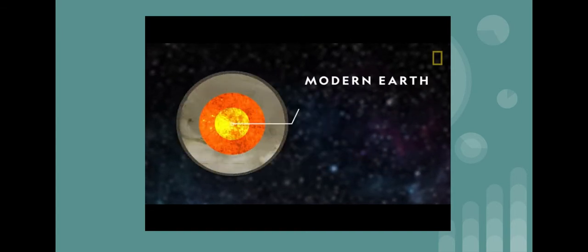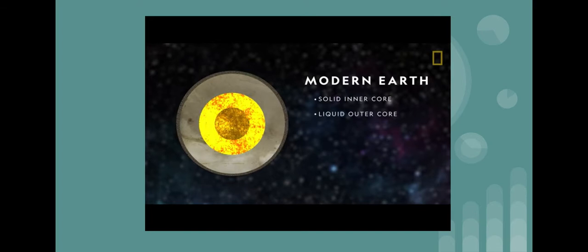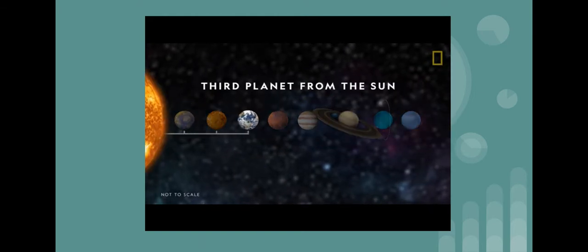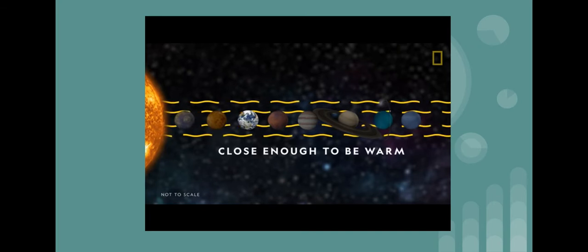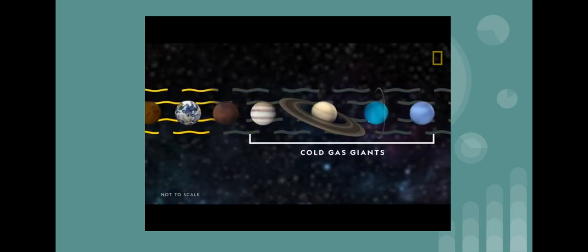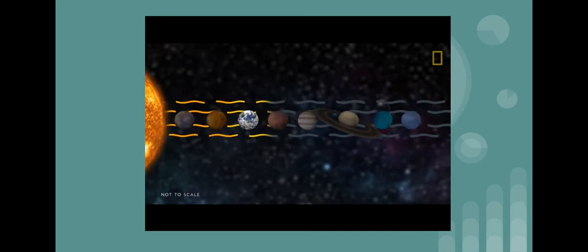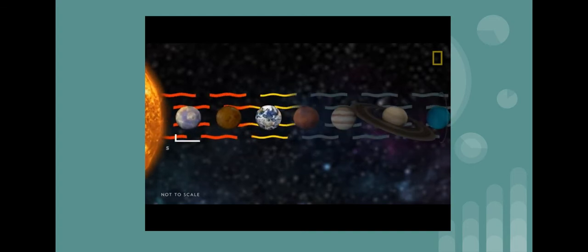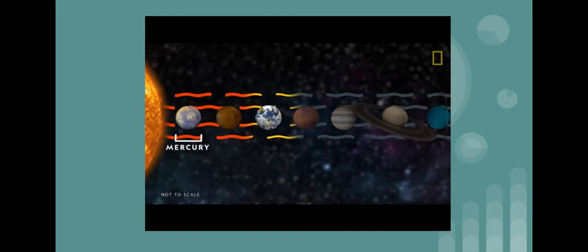At its heart is a solid inner core covered by a liquid outer core. Above this sits the mantle made of flowing silicate rocks and a rocky crust. This rocky mass is the third planet from the Sun, orbiting the star from an average distance of about 93 million miles. It's close enough to the Sun to be warm, unlike the cold gas giants, but not so close that its surface is exposed to extreme heat and solar radiation, as is the case with Mercury.